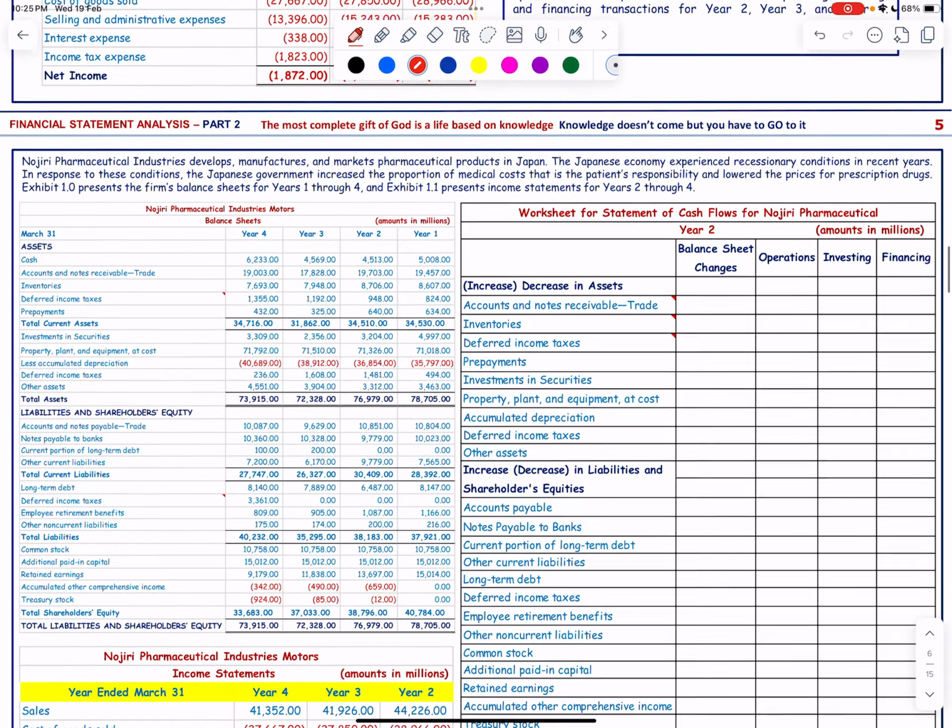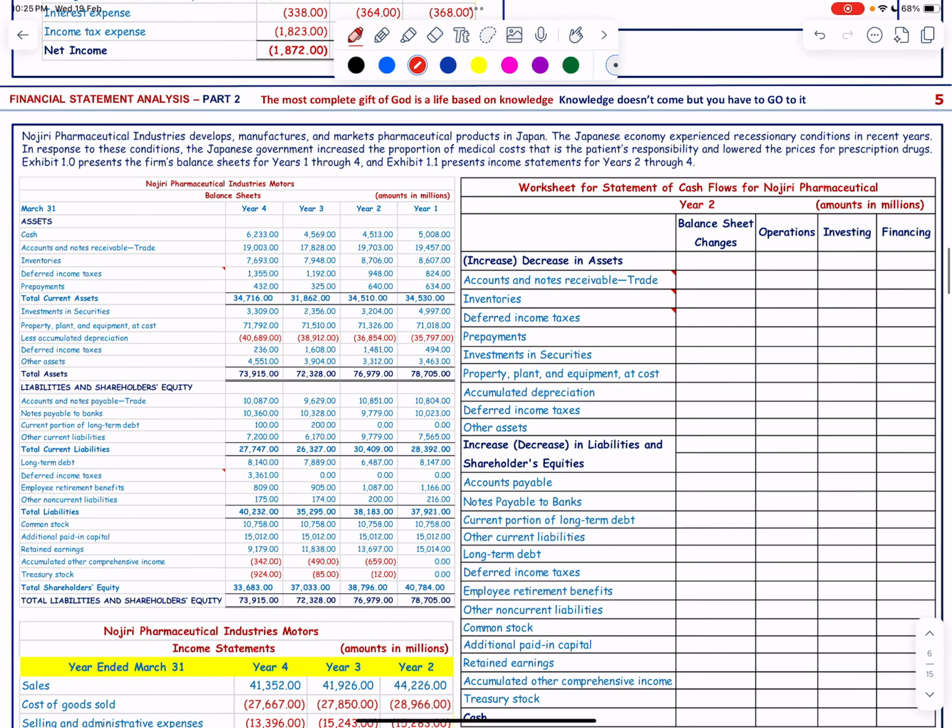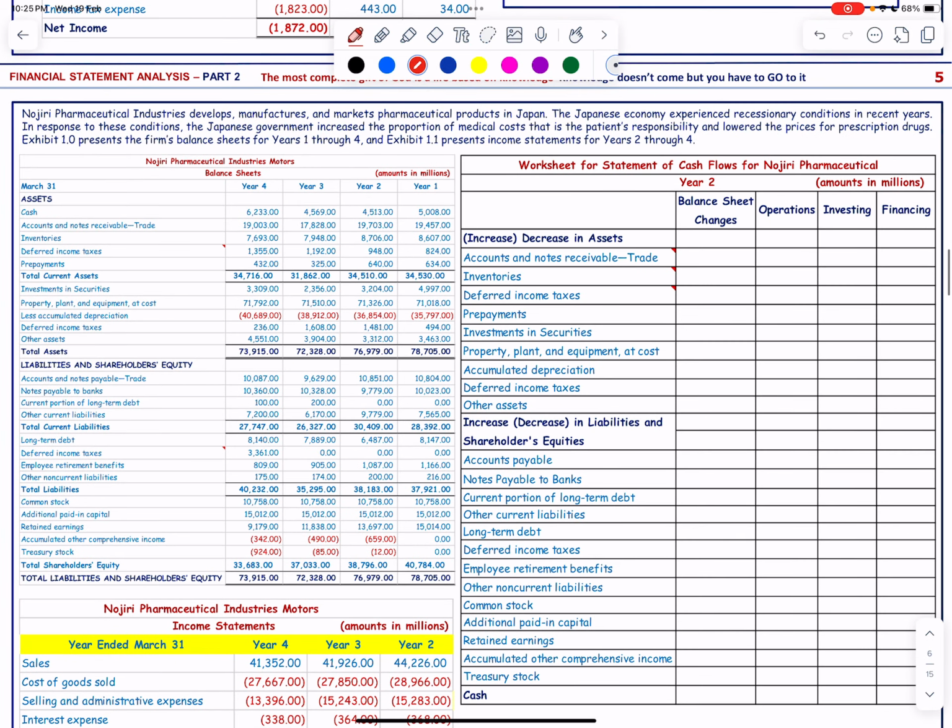So we have the information over here and we have the worksheet as is required by the question. What you can see over here is that if there is an increase in assets, we are going to put it in brackets, while a decrease in assets will be reflected by not putting the number in brackets. So let me explain.